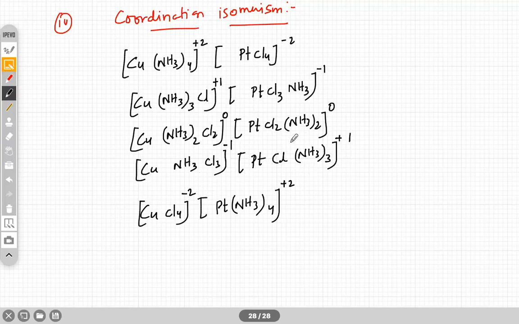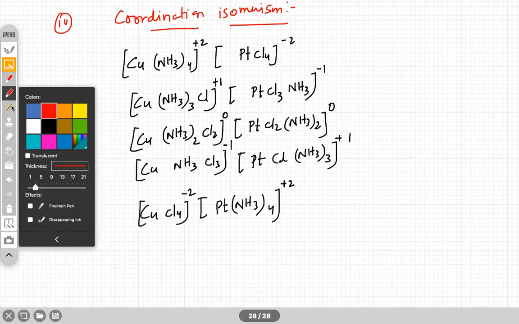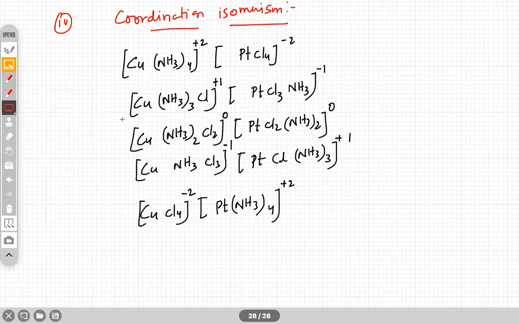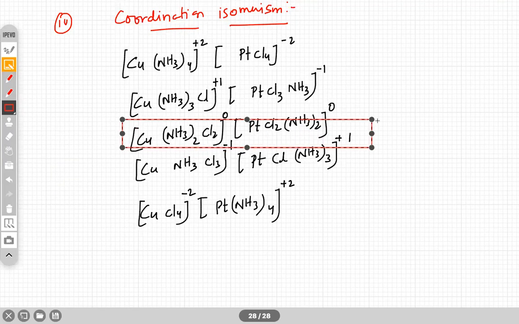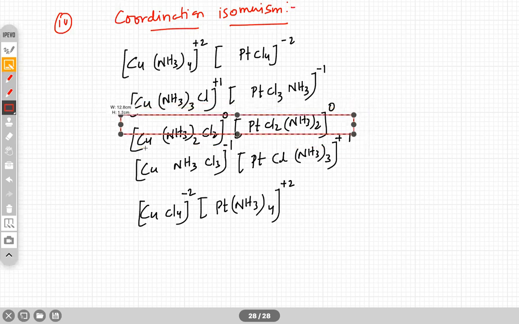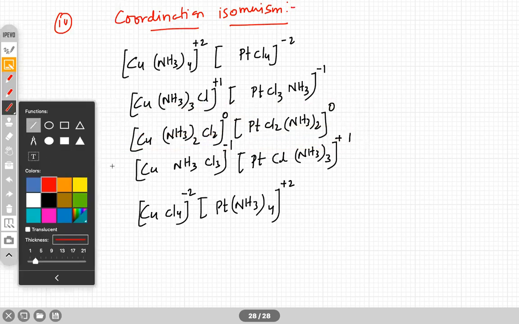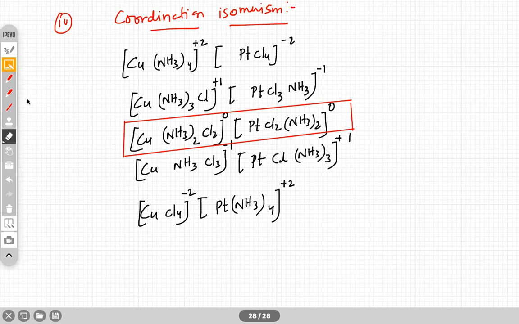All these possible combinations we can draw, but out of these five combinations, this one is not possible. Why? Because the charge on the ions is zero and there is no attraction between the two parts, cation and anion. If the charge is zero, each part is independent, so as a whole it's not a compound. There is no interaction between the two parts, so we cannot consider it. This is not a possible isomer. The answer is that 1, 2, 3, 4 isomers are possible. Got it?